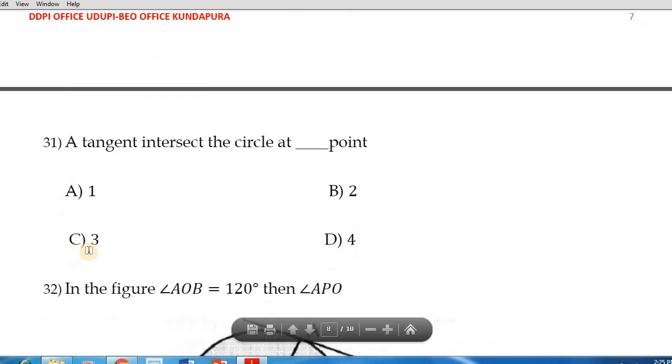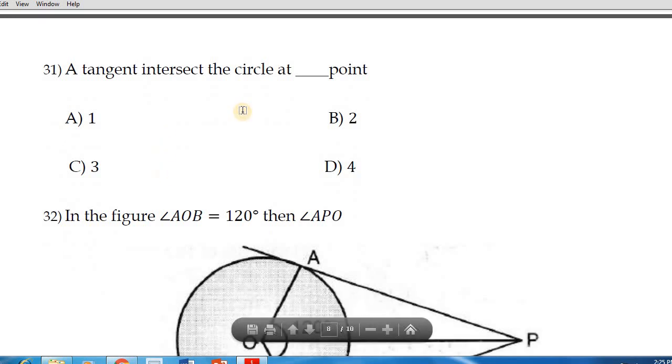So next, question number 31. A tangent intersects the circle at dash point. Such an easy question. It is 1, 2, 3, 4. So tangent means it has to intersect the circle at only one point. Option A is correct.